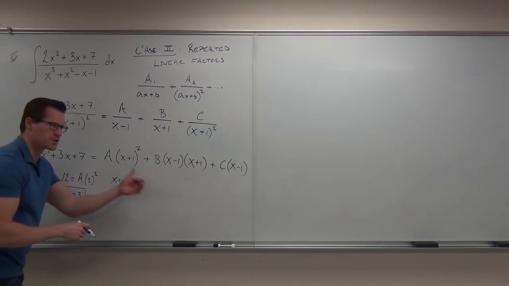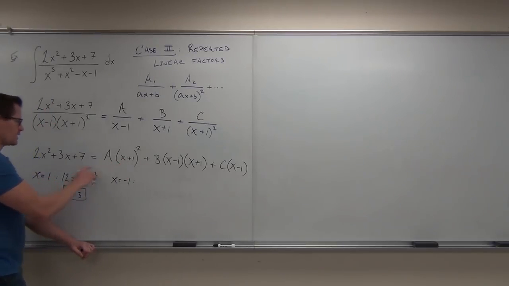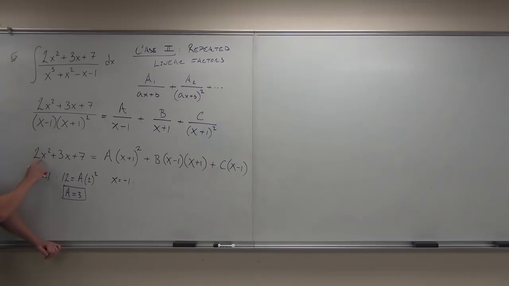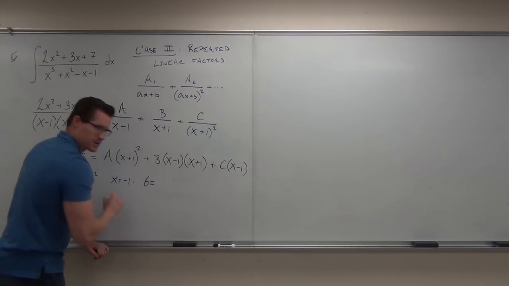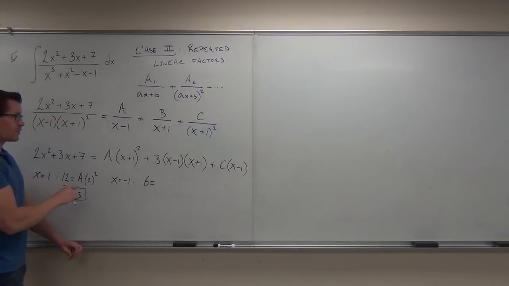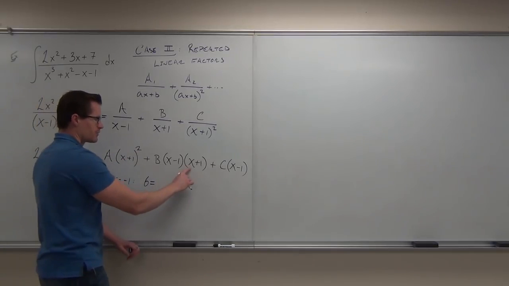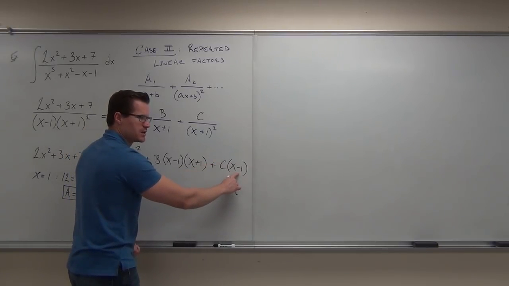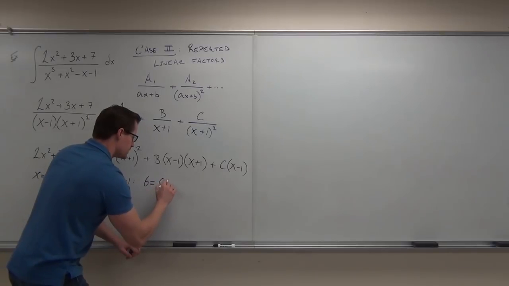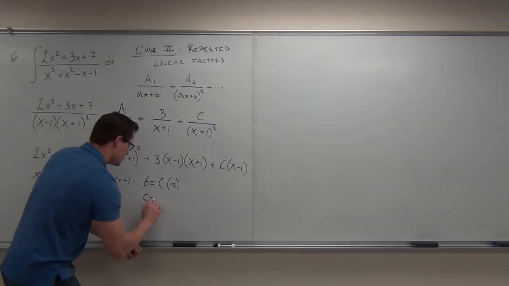Do the easy ones first. So, negative 1. If I plug in negative 1, what I know is that on this side I get, oh man, what is that? 2 minus 3 plus 7. How much did you get? 6? Okay. So, if I plug in negative 1, negative 1 plus 1 is 0, whole term gone. Negative 1 plus 1 is 0, whole term gone. Negative 1 minus 1, how much is that? Negative 2. So C times negative 2. What's C equal? It's negative 3.